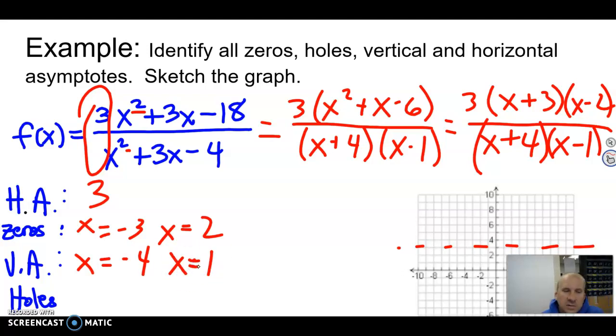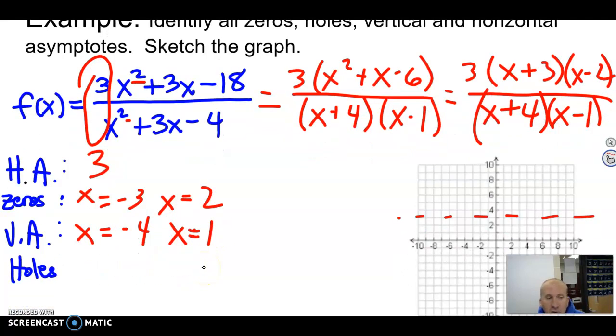Then for holes, we look here and we try to say, are there any repeated pieces of information between our zeros and our vertical asymptotes? Negative 3 is a 0, it's not an asymptote. 2 is a 0, not a vertical asymptote. So therefore, under holes, we can just put this empty set symbol saying there aren't any. There are no holes for us to concern ourselves with.